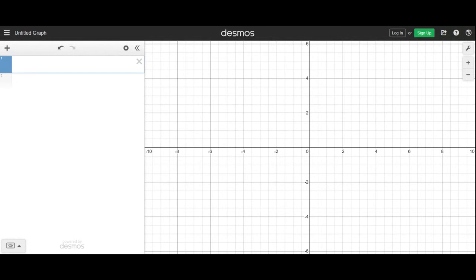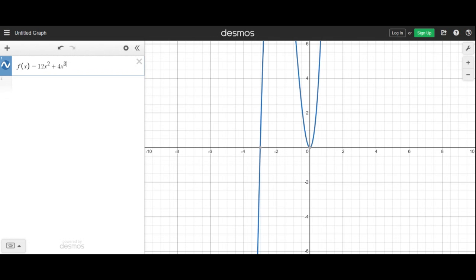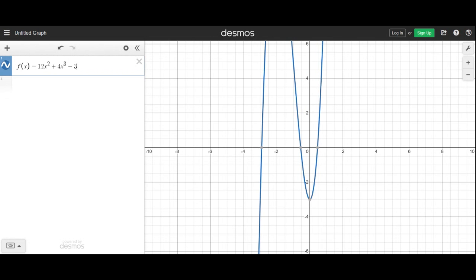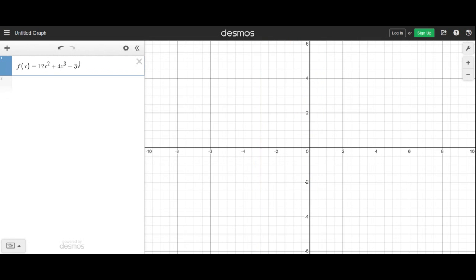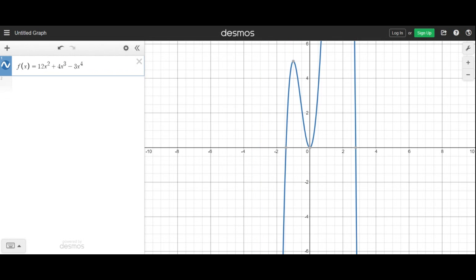Right. So our function this time, we had f of x is equal to 12x squared, it's 4x cubed minus 3x to the fourth. Now, you might notice here that it looks like we're missing part of our graph, right? So the first thing we're going to want to do, since we're looking for domain and range, and we're looking for the intervals where it's increasing, decreasing, we need to be able to see the whole thing. So what would I need to adjust in this case to be able to see my entire graph?